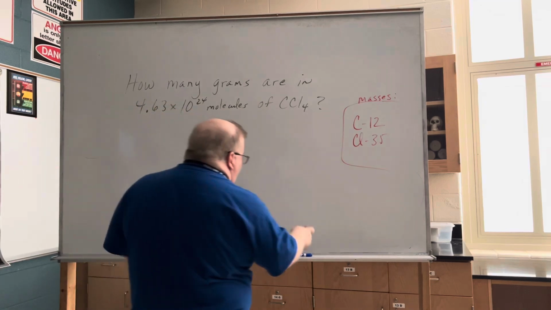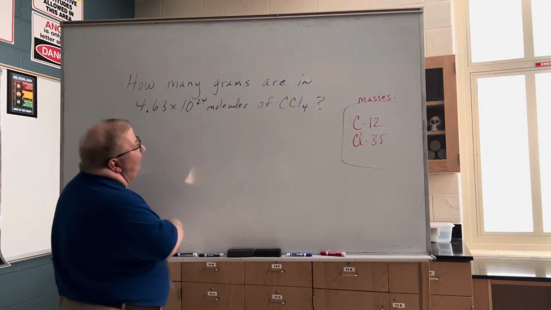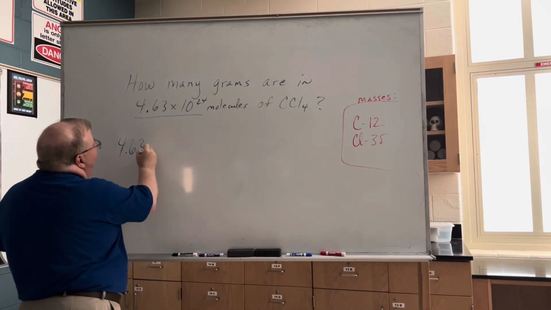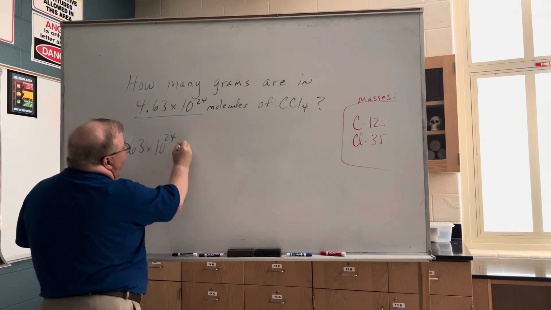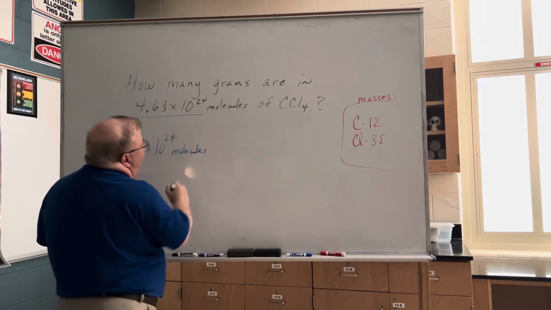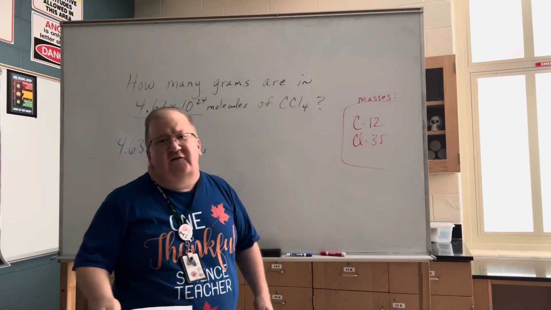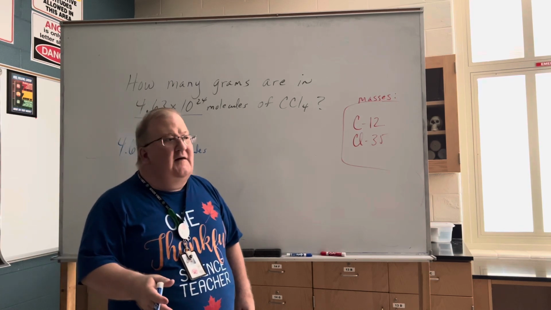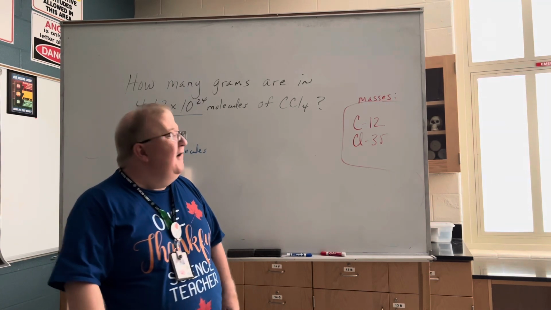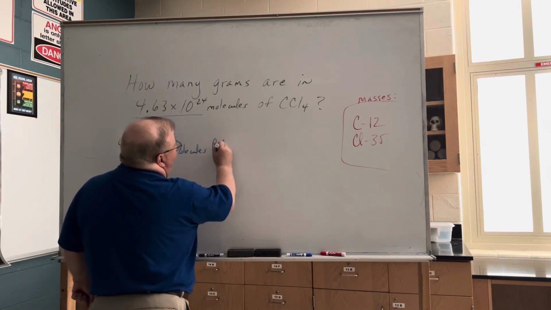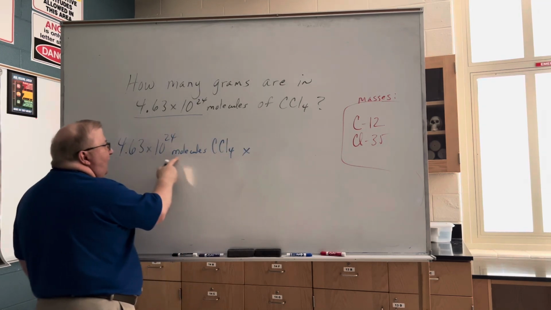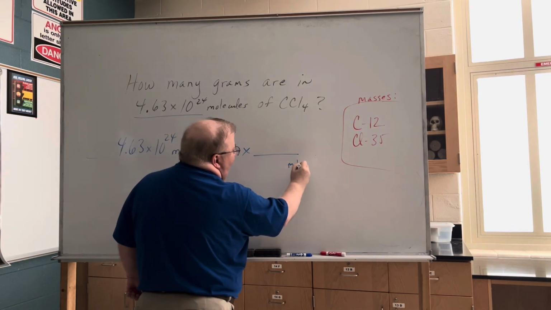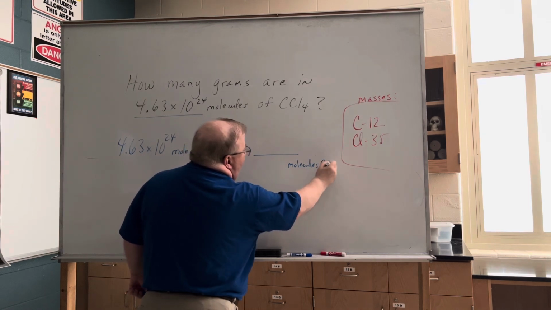All right. First step, you always write the number and unit being given. So this is what's given right there: 4.63 times 10 to the 24th molecules. If you see the word molecules, it just means that you're dealing with a compound and not just an element. But automatically, if you see the word particles, molecules, or atoms, you need to think about Avogadro's number, okay? So we have molecules of CCl4. Whatever unit you start with, that unit must go on the bottom of the conversion factor. So I'm going to put molecules on the bottom.